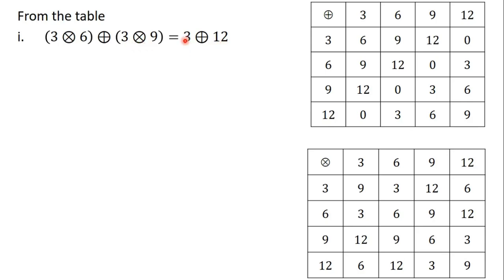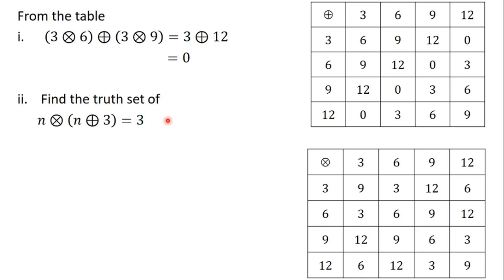So you have 3 plus 12. From the table, 3 plus 12 is equal to 0. So 3 plus 12 will give us 0. So 3 times 6, we can find it from the multiplication table. 3 times 9, we can find it from the multiplication table. Then we will find 3 plus 12 from the addition table. From the addition table, 3 plus 12 will give us 0.